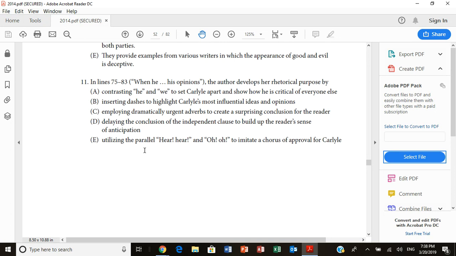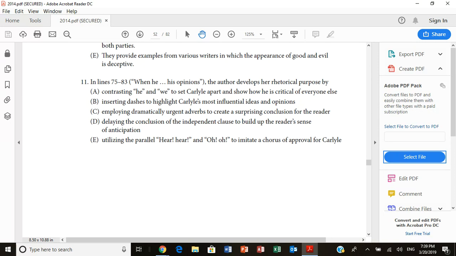Are those dashes inserted to highlight Carlyle's most influential ideas and opinions? He makes the objects about which we differ stand out in such grand relief under the clear light of his strong, honest intellect. He appeals so constantly to our sense of the manly and the truthful. Do the dashes highlight Carlyle's most influential ideas and opinions? Okay. That is a good answer. Those dashes do surround some of Carlyle's influences. So let's hold on to that and see if there's a better answer. Because remember, we have to find the best answer, not just the first right one.